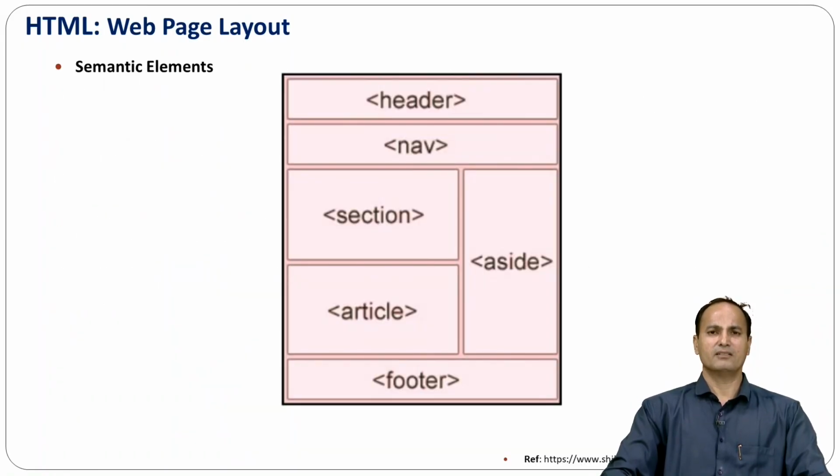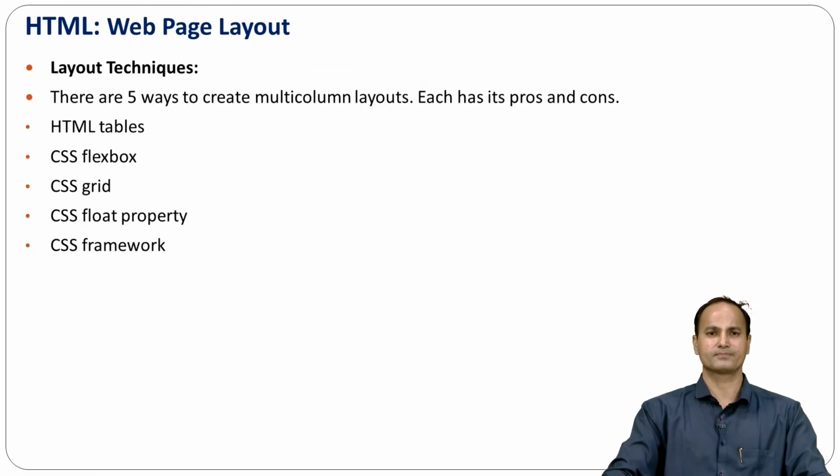Now let's have a look at what the semantic elements are. As you can see in the image, at the top there is a header, then after that we can use a navigation tag, then a section is there, then an article is there, then an aside is there, and a footer is there. So these are the semantic elements that we should use for our web page designing, for proper web page layout.